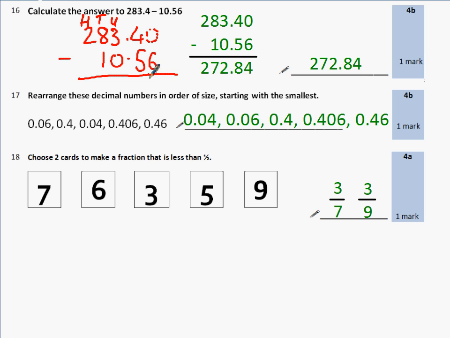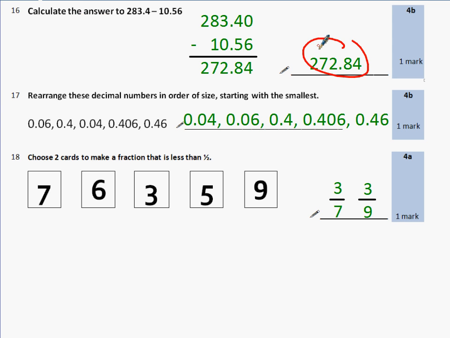0 take away 6 you can't do in this form of subtraction. Of course you can do 0 take away 6, you would get negative 6, but it doesn't work in this kind of column subtraction, so you have to go next door and take one, give the one you've just taken over here, start the subtraction, and so on. I won't continue any further with that. The correct answer was 272.84.